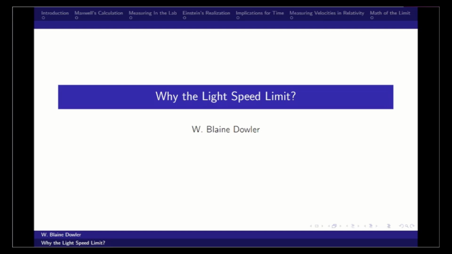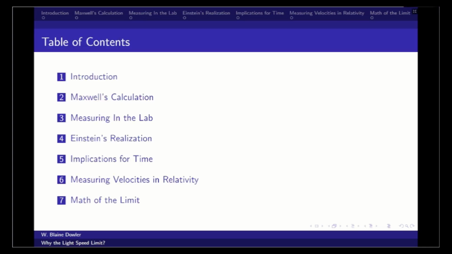This time, why there is a speed limit in the universe and why that speed limit is the speed of light. So we're going to run through a few stages as we get there.